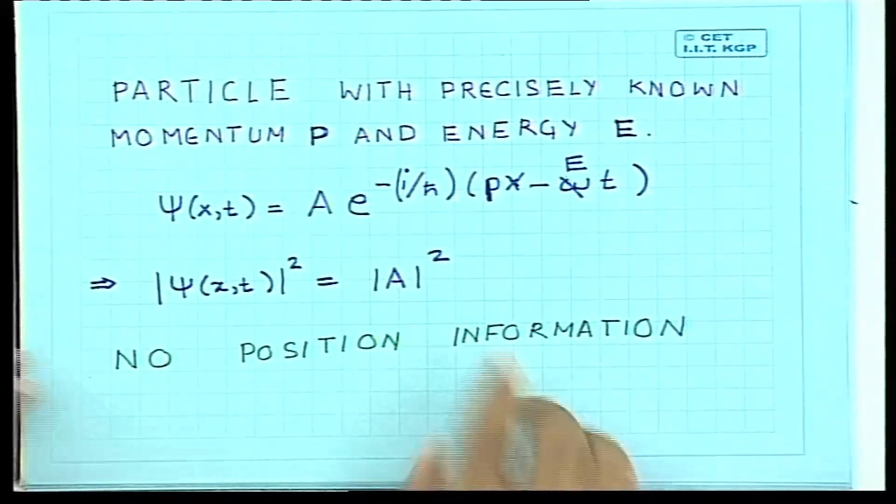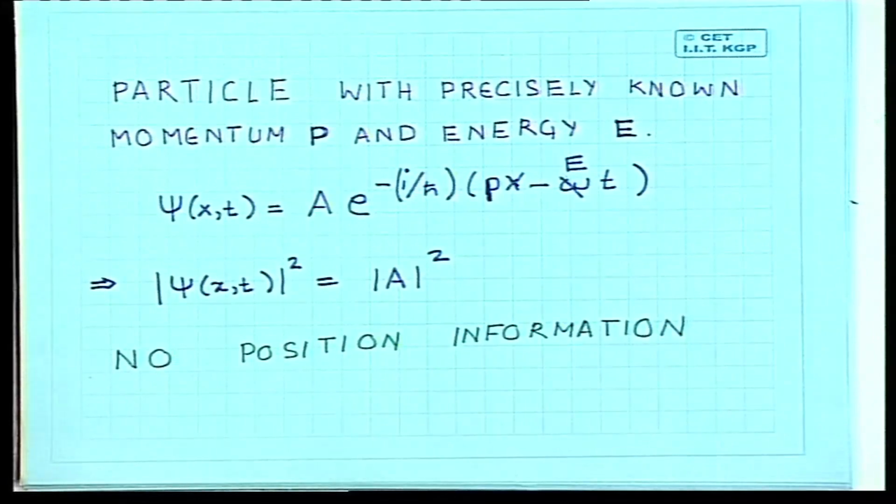So we find that if you have a wave where the momentum and energy are precisely known for the particle, you have absolutely no position information. The particle could be anywhere along the x-axis. This particle is moving along the x-axis, and it could be anywhere along the x-axis. So then we try to overcome this problem, that lack of positional information, by seeking recourse in the superposition principle.